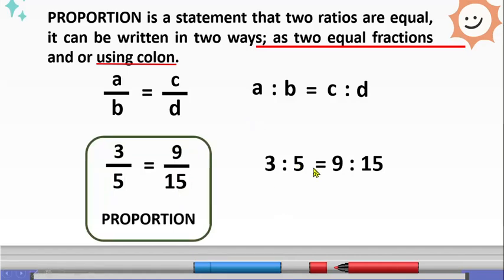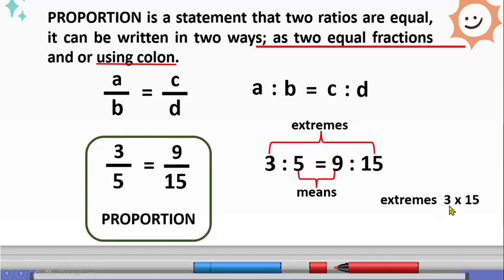Let's try this one using the colon form. The first number and the last number is what we call extremes. Then the two numbers in the middle, which are 5 and 9, are what we call means. So we will just multiply the extremes. Extremes, 3 times 15 equals 45. Means, 5 times 9 equals 45.